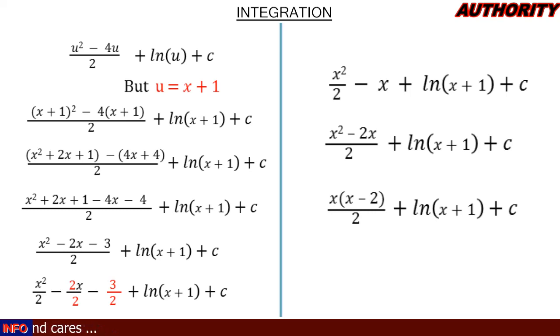All right, this is the final answer. These last 3 steps are all the same, and they are the answer to the integral of x squared all over x plus 1 dx. So we have evaluated and we found the proper integral of the expression we have.